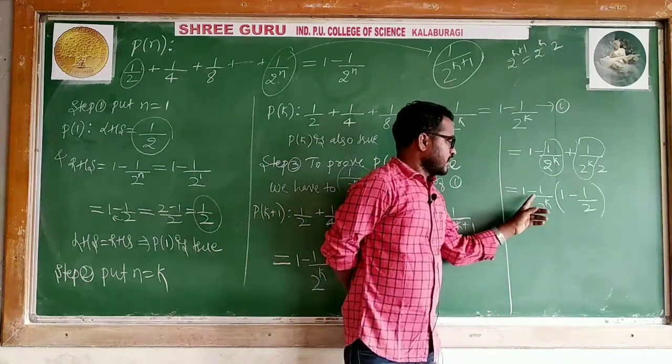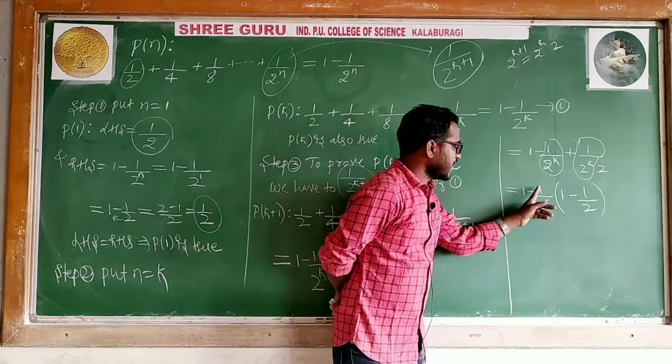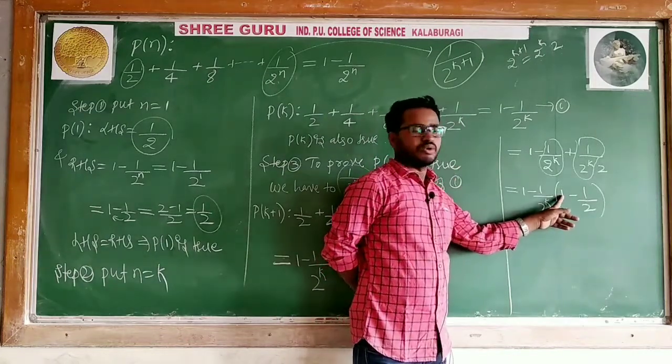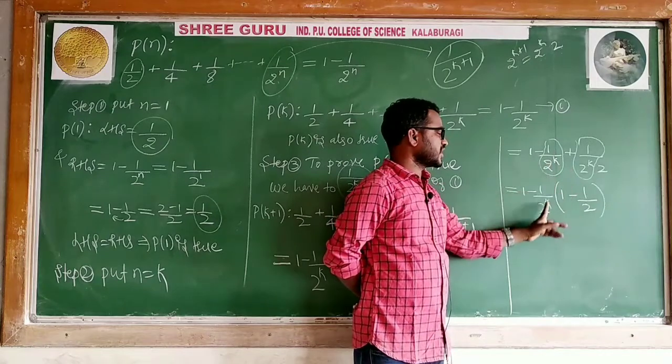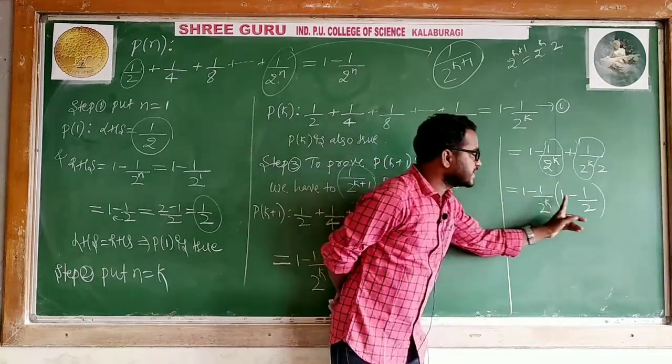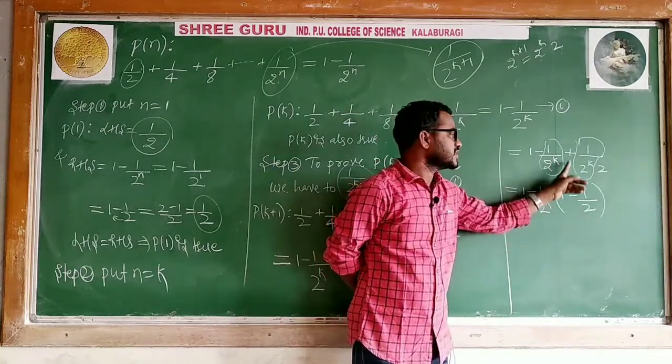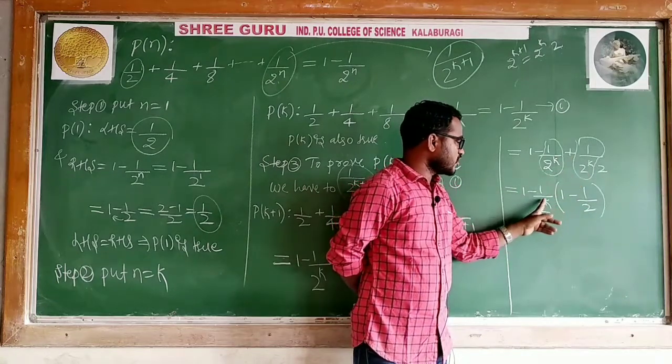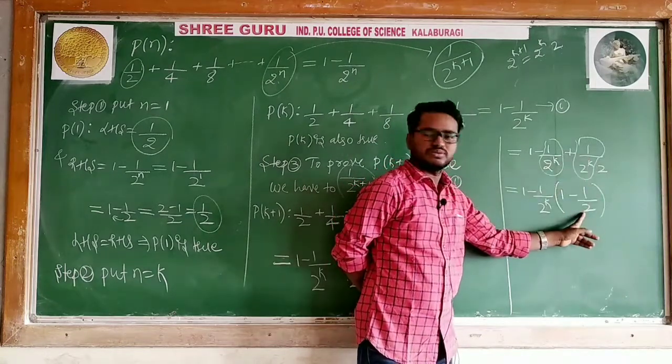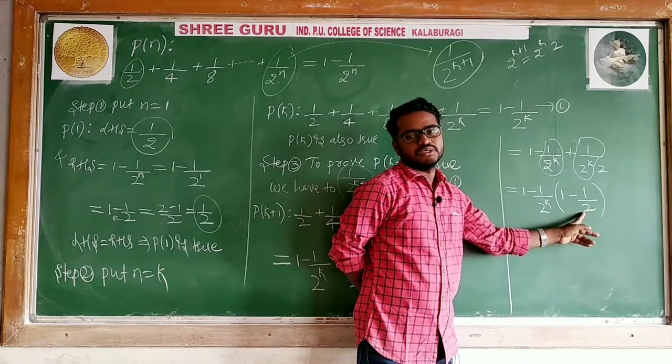Now, once I will check whether it is correct or not. Minus 1 divided by 2 to the power k into 1. What you will get? Minus 1 divided by 2 to the power k. That same term. Minus of the minus is plus. 1 divided by 2 to the power k into 2, 1 by 2. So is it?